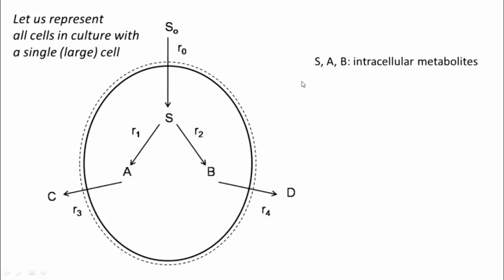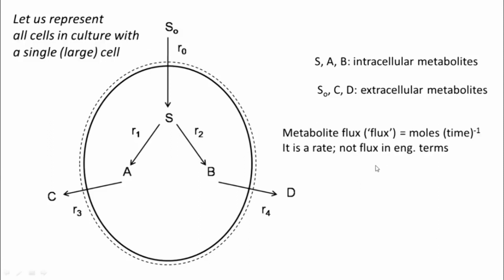It's good to note that S, A, B are inside the cell and therefore are intracellular metabolites, whereas S0, C and D are extracellular metabolites. And metabolite flux is a common term that is used. The term flux is very different from the engineering term flux.